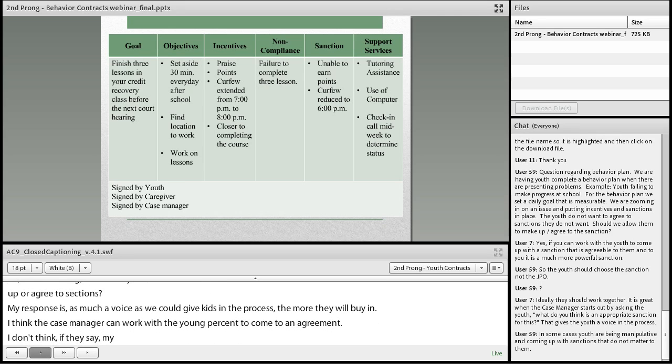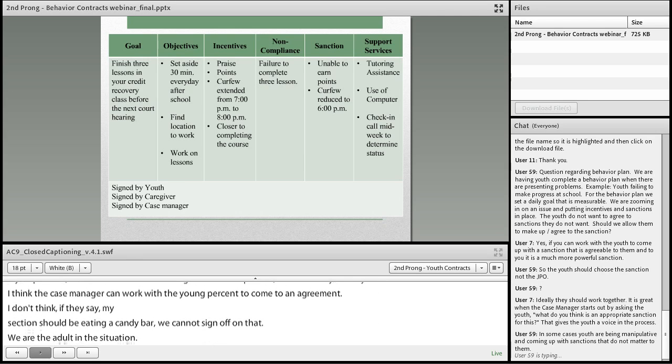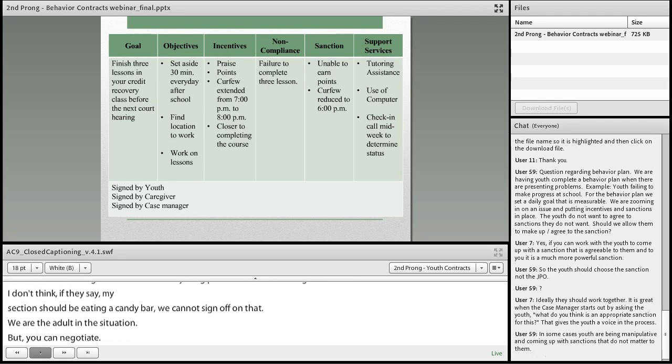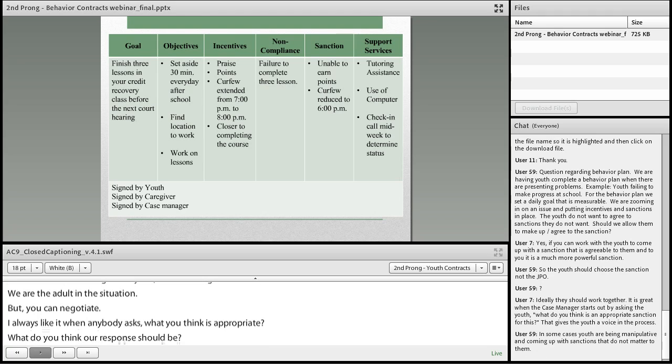But you can negotiate. So I always like it when case managers, JPOs, treatment, the judge, anybody asks the kid, well, what do you think is appropriate here? What do you think our response should be? And sometimes you'll get a flippant answer, but I think you can use that to work towards something that makes sense for the young person and his or her family. Always, though, thinking about where we can give them a voice.